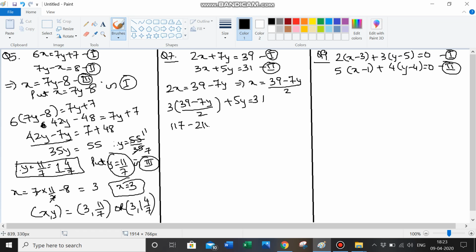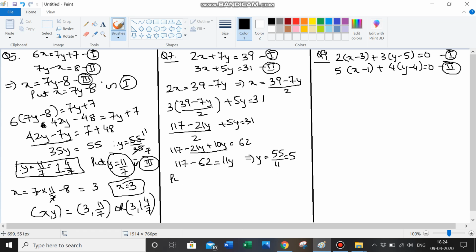117 minus 21y upon 2 plus 5y is equal to 31. Let's take the LCM. 117 minus 21y plus 10y is equal to 62. I just did cross multiplication. So let's take this on the other side. 117 minus 62 is equal to negative 21 plus 10 is negative 11y. When it goes on the other side, y is equal to 117 minus 62 is 55. 55 upon 11 is equal to 5.